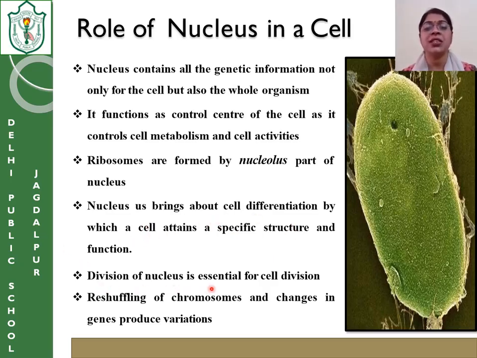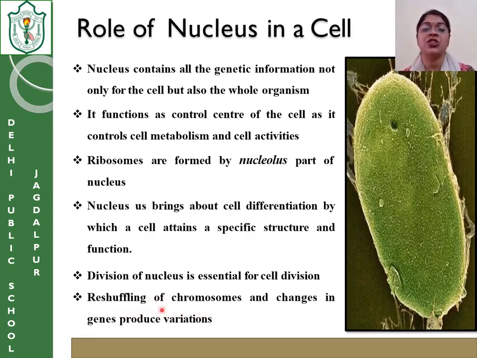Division of the nucleus is essential for cell division. As I have said, when the cell is in the active mode and it is ready to divide, the nucleus has a very important role. How? Because the DNA is located in the nucleus, the DNA replicates, DNA takes the information from RNA, and then it is transferred to the formation of the protein in the ribosomes. So everything is done by the nucleus.